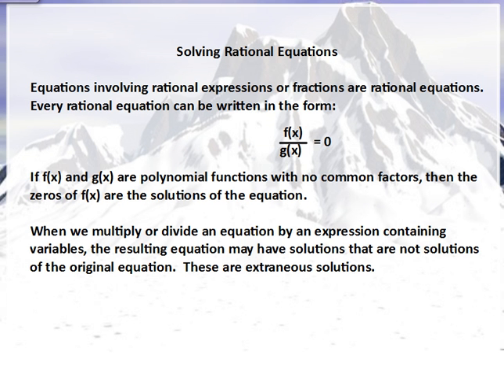Solving rational equations. Equations involving rational expressions or fractions are written in the form f of x over g of x equals 0. If f of x and g of x are polynomial functions with no common factors, then the zeros of f of x are the zeros of the solution. Basically, we just set the numerator equal to 0, and that's how we solve for our zeros, but that's only if we have one term, f of x over g of x.